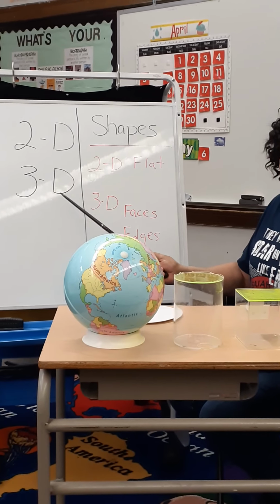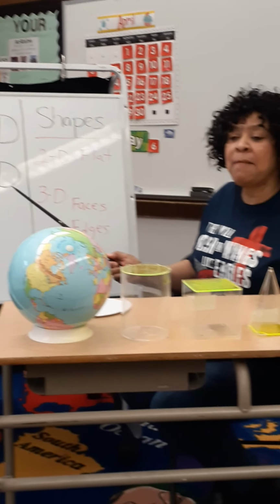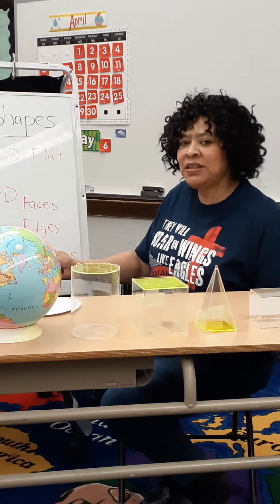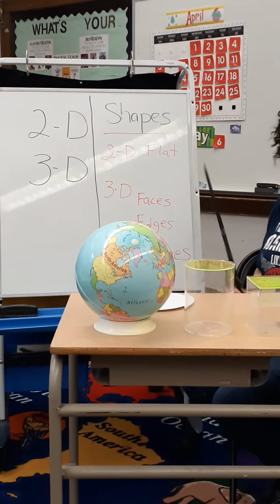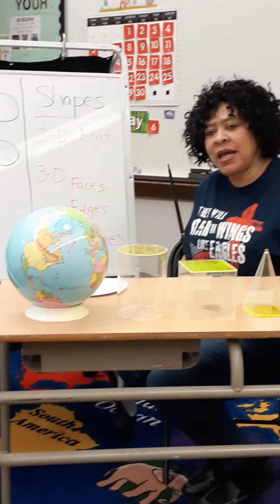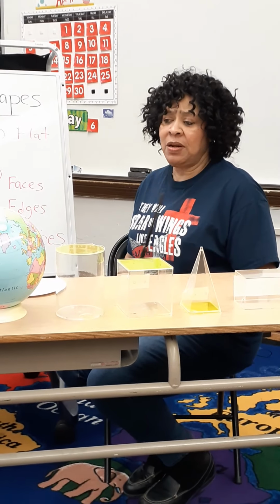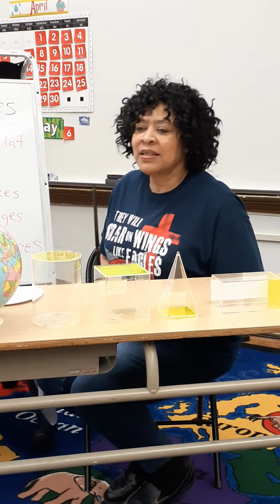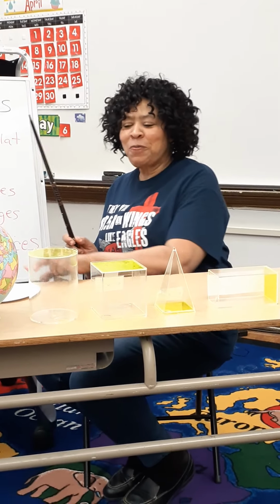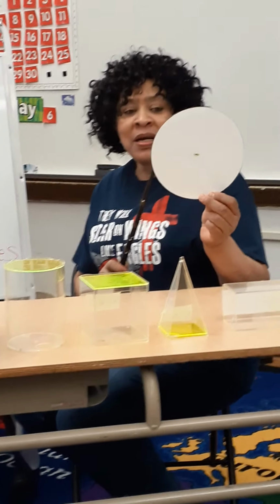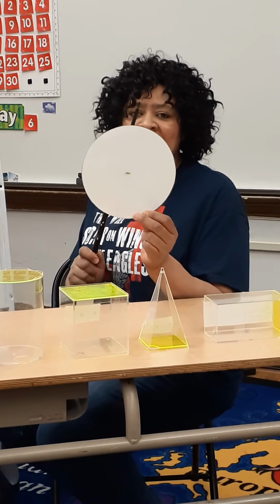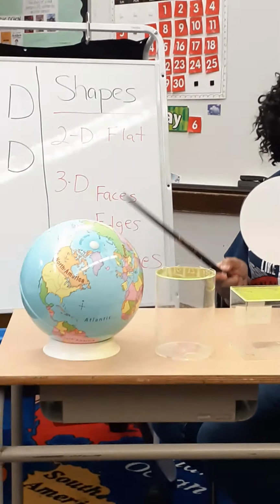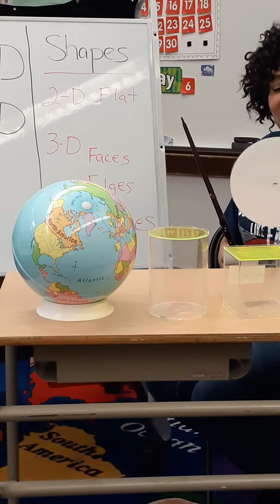3D shapes. The D stands for dimensional. Can you say dimensional? Three-dimensional, two-dimensional. Now, what is the difference between a three-dimensional and a two-dimensional shape? You in the red. Excuse me? Correct. A two-dimensional shape has a flat surface, and a three-dimensional shape has a curved surface.